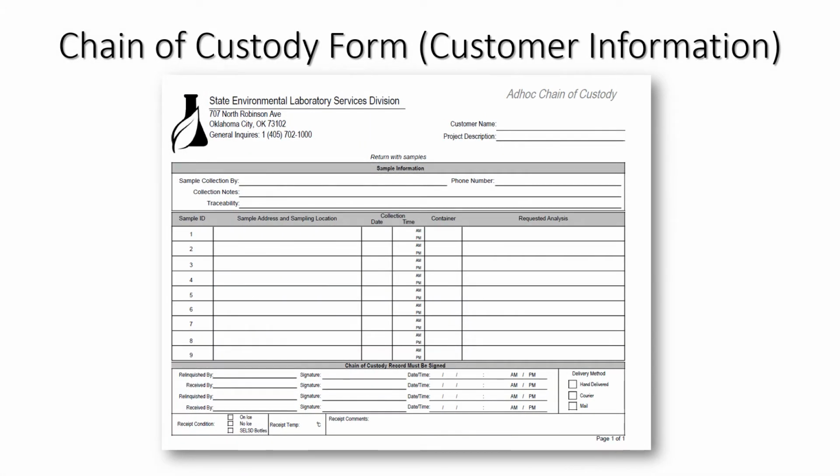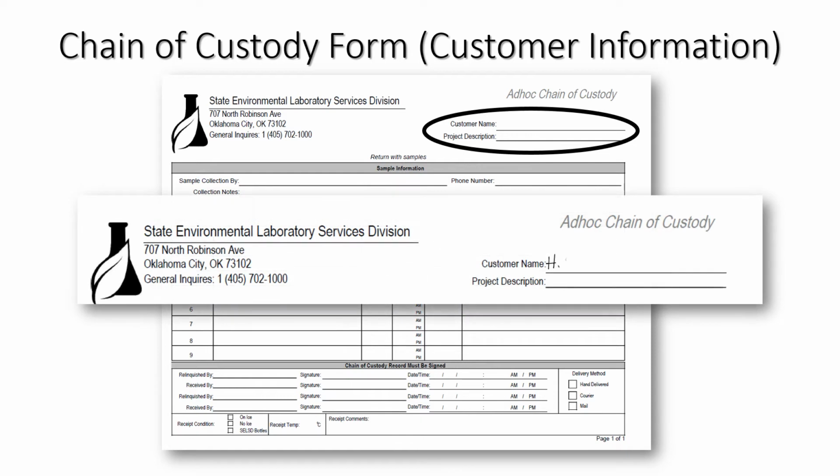First, fill out the customer information section in the top right corner. Print your first and last name or business name in the customer name field. If you have a description for your project, print it in the project description field. Businesses or customers who submit samples frequently like to use this to tell their sampling events apart. For example, March 2020, resample, loan closing, etc.